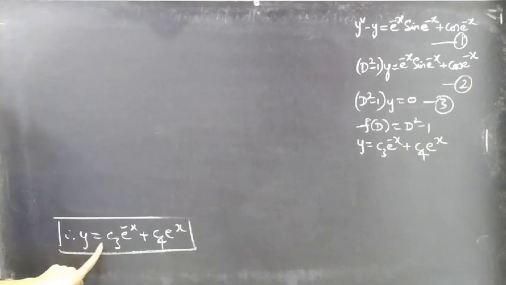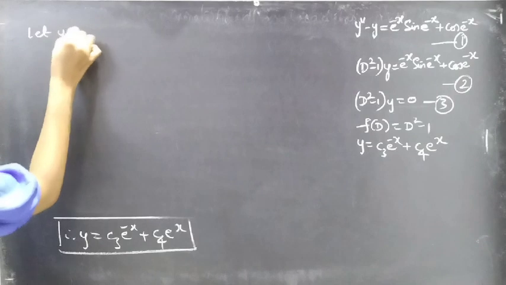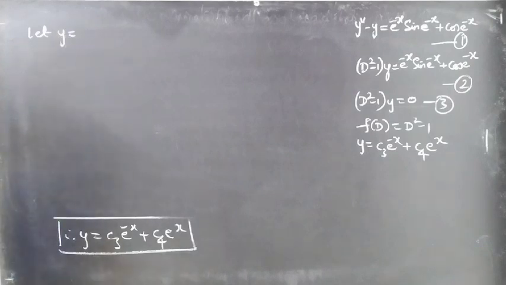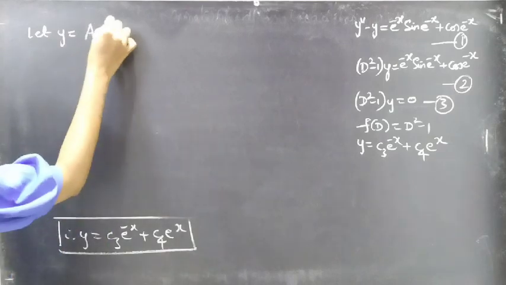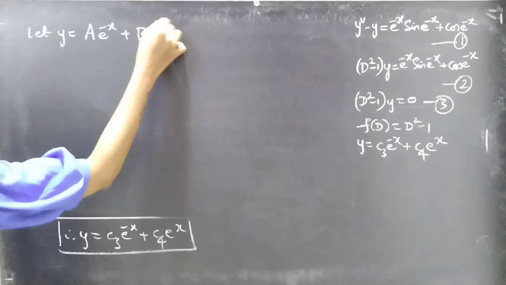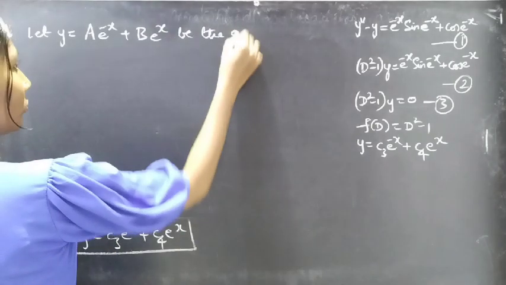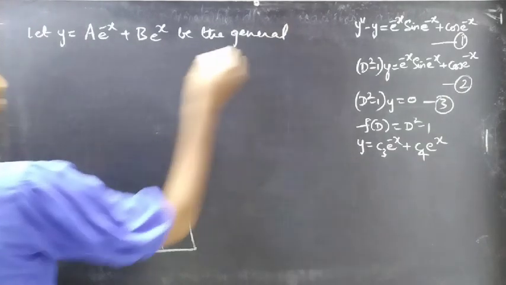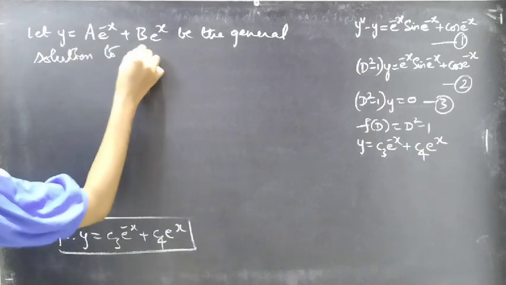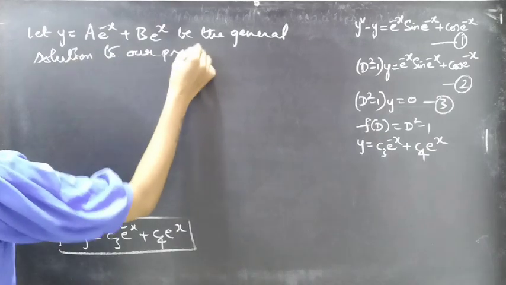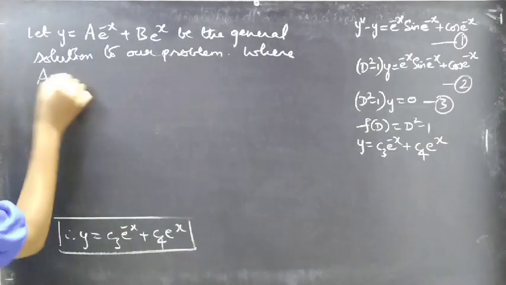Now using this solution, we'll write the general solution to our problem. Let y equal to, now replace the constants or parameters with some functions of x, say a and b. We'll get y equal to a e power minus x plus b e power x, right? Be the general solution to our problem, or to the given equation, we can say, where a and b are functions of x.